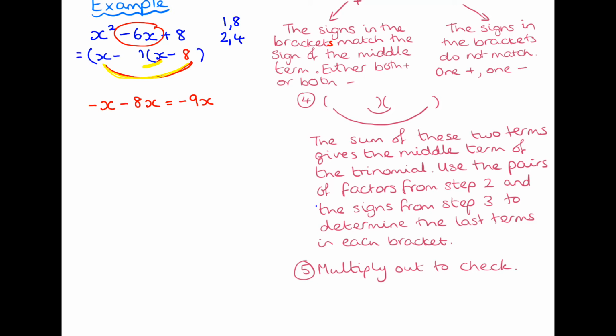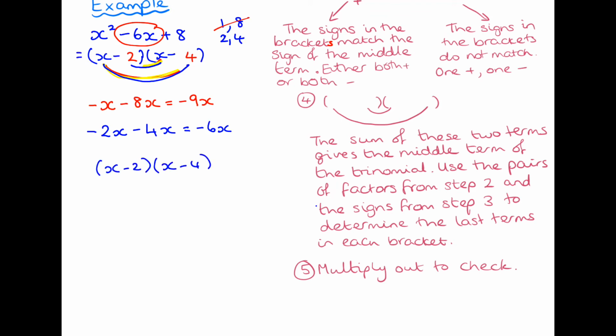We can get rid of those numbers. I meant to cross them out. There. Okay, so let's try 2 and 4. So looking at our combinations here, we've got negative 2 times x is negative 2x. And then we've got x times negative 4 is negative 4x. So negative 2x, take away 4x, is negative 6x. So that works. That's what we were looking for. So our answer is x minus 2, x minus 4.